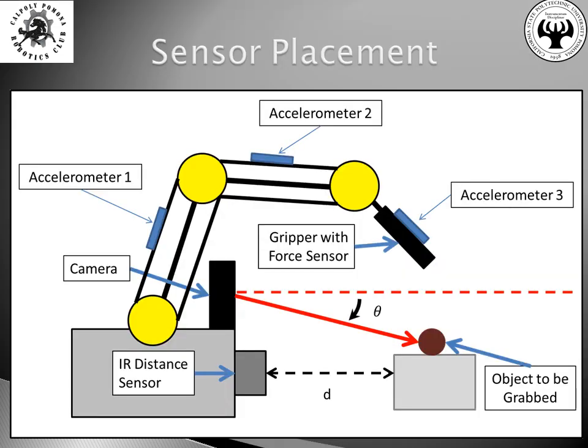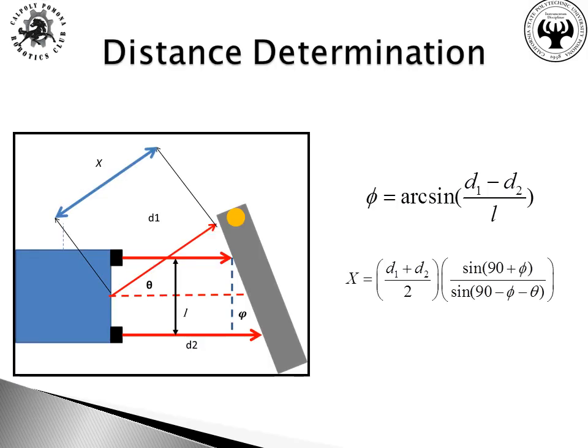In order to understand what the control system is doing, it is important to visually know where all the sensors are in your system and how they are contributing to the main goal of your robotic arm, which in this case is to pick up the target object. To properly determine the distance to the target object, we must mathematically determine the relationship between the two distance values given to us by our IR sensors and the x distance which we want.